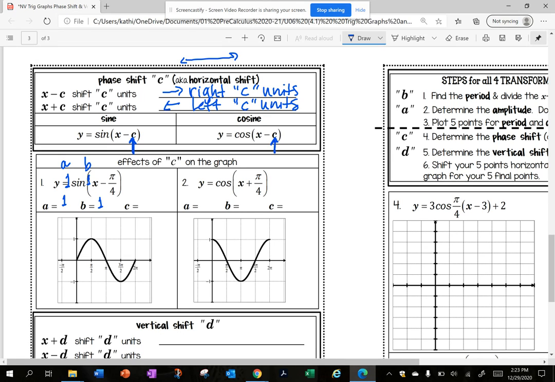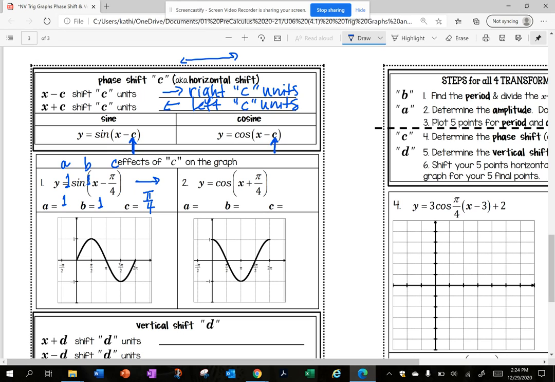And I want to just remind you that the form is x minus c. So when I am saying x minus c, c is actually pi over 4. So x minus c is the form I need to be subtracting. So when I'm saying x minus something, I know I am moving to the right.